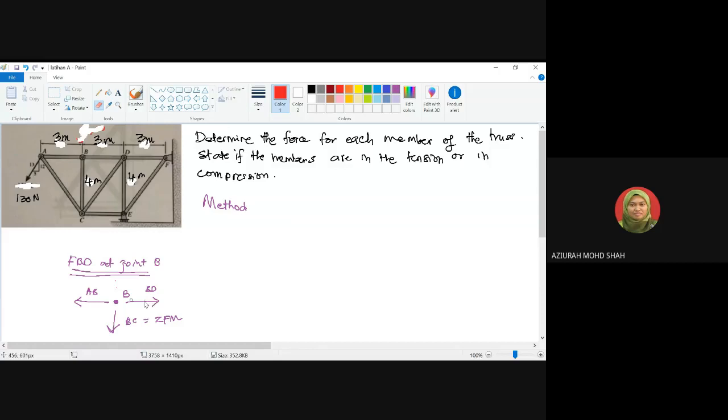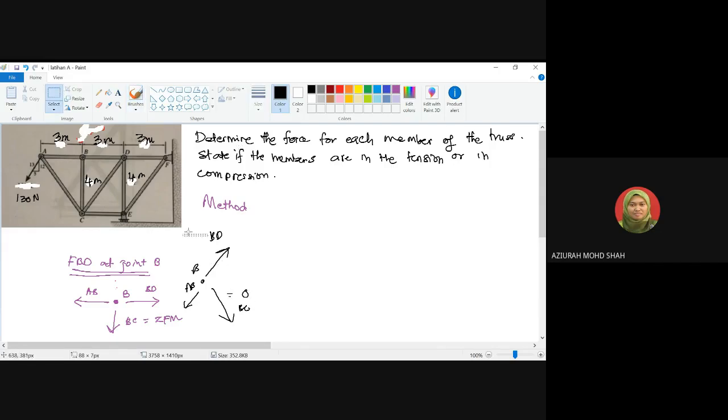Dia selari, tak kira lah dia senget ke tak, tapi maksudnya tak semestinya tegak macam ni lah, mungkin juga dia boleh jadi macam ni. BD, AB, right? Then we have BC here. So ini joint B katalah. So member BD and member AB still collinear. So that's why we can declare BC it is zero force member.